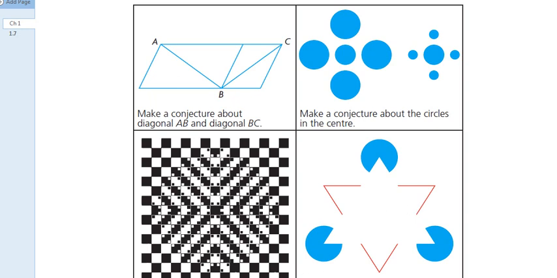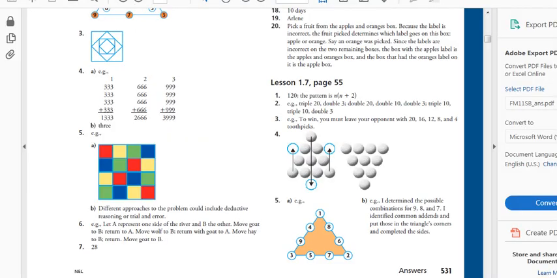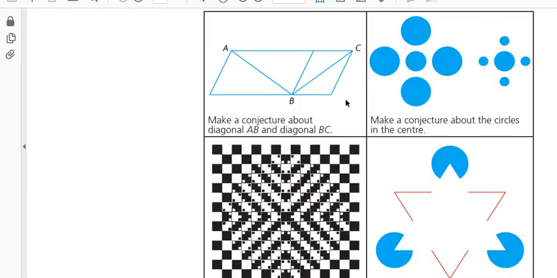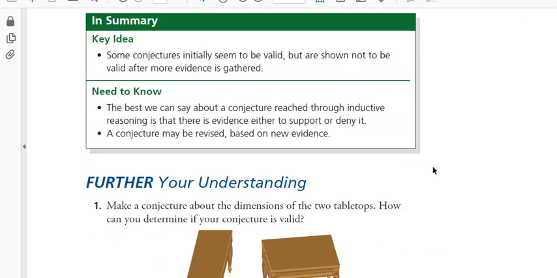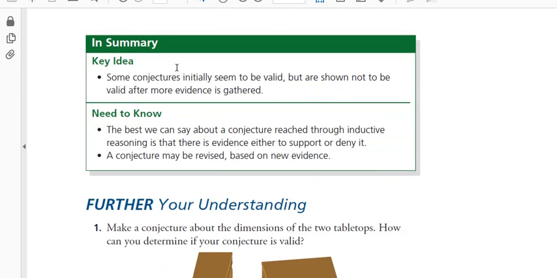All right. Let's take a look at, let's see. Where did that go? Nope, not there. There we go. Okay. So, in summary, some conjectures initially seem to be valid but are shown not to be valid after more evidence is gathered. The best we can say about a conjecture reached through inductive reasoning is that there is evidence either to support it or to deny it.